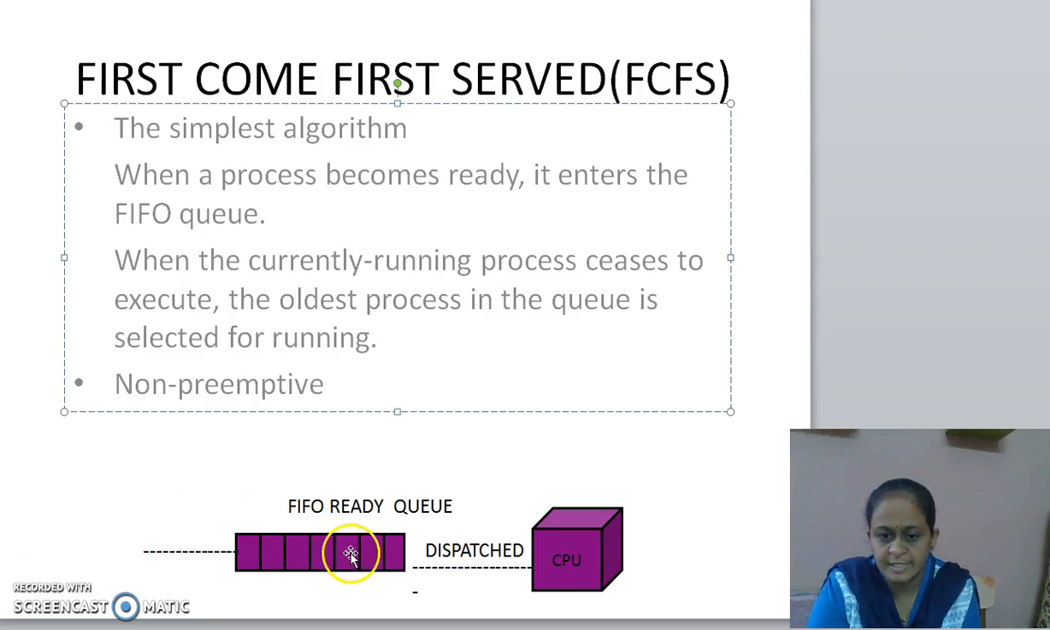In this diagram it is shown that this is the first in first out ready queue, and whichever process enters first will get the CPU first. So it is non-preemptive. Non-preemptive means once it gets the CPU, it will not be preempted from the system.